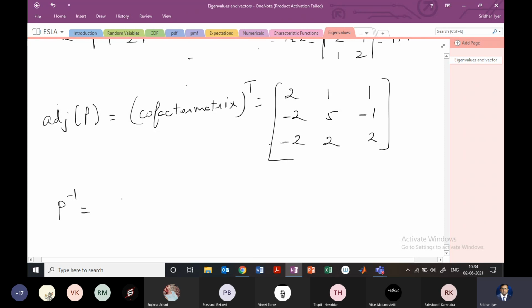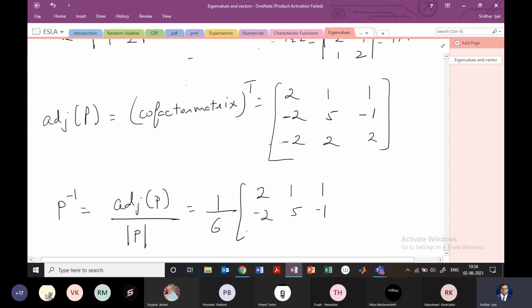Okay, so we need to find the inverse of P, that is going to be the adjoint of P, which we have found, divided by the determinant of P. We have already found the determinant of P, which is 6. Therefore, you'll have 1 by 6 into adjoint of P. So that is 2 1 1, minus 2 5 minus 1, minus 2 2 and 2, right? So this way we have found P inverse.